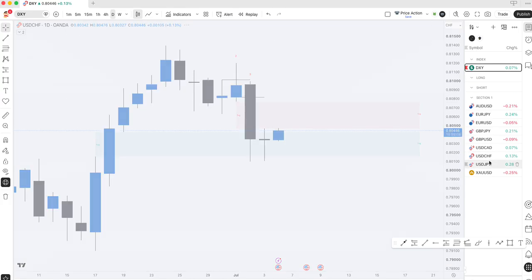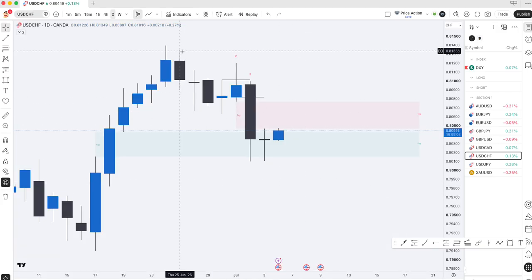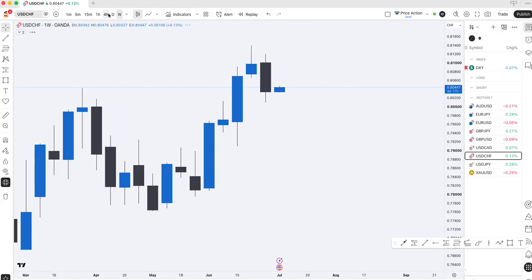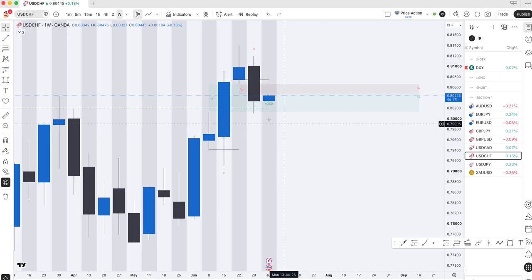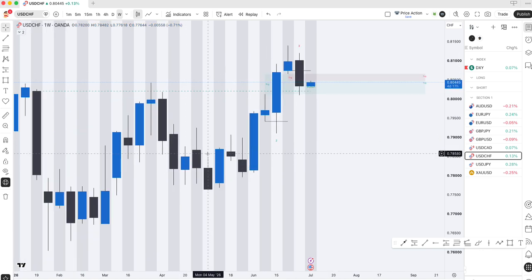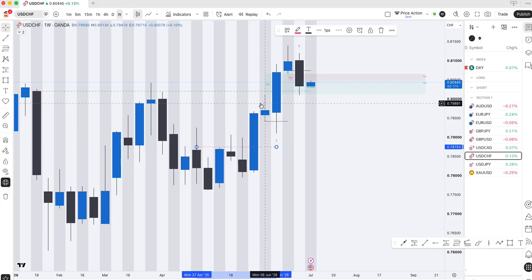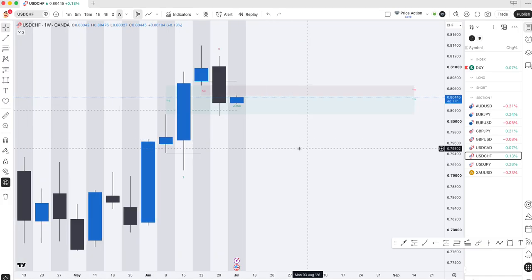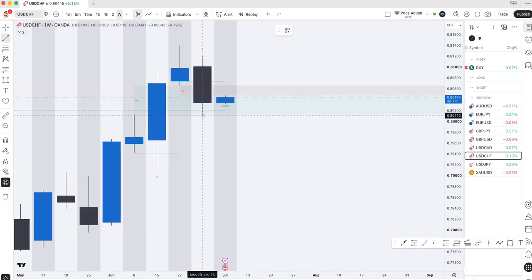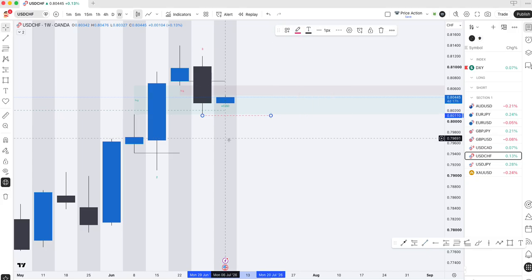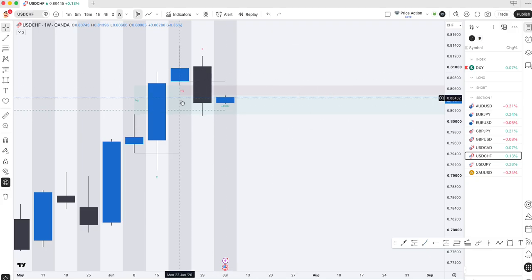UCHF same as DXY. I think on weekly time frame, it's clear that we are in an uptrend. This was a change in state of delivery. Push to the upside, pull back, push to the upside, pull back. I'm again expecting price to push to the upside. For this, I'm expecting price to make a C2 here. We come down, sweep, and then close above. We are already in a bullish FVG.